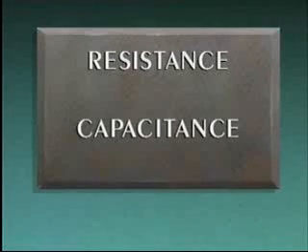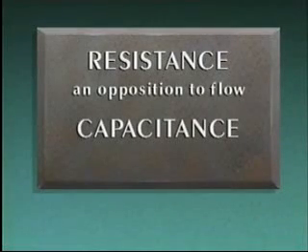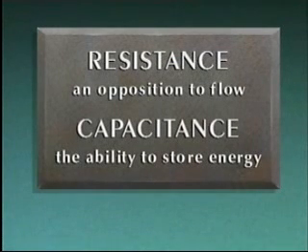All processes have characteristics that can affect how a control system responds to operating changes. Two of the more important of these characteristics are resistance and capacitance. Resistance can be thought of as an opposition to flow. Capacitance can be thought of as the ability to store energy.